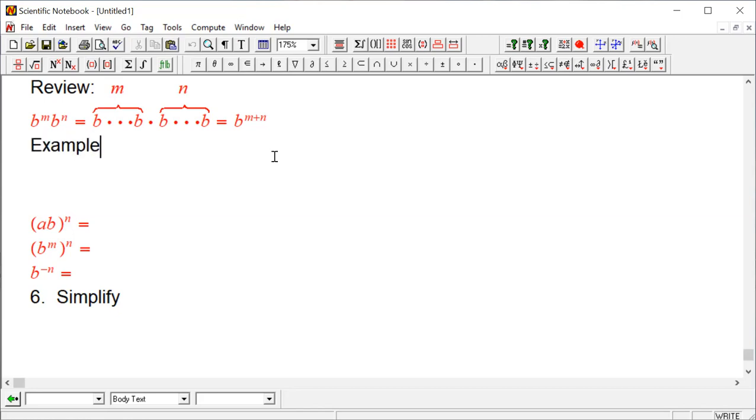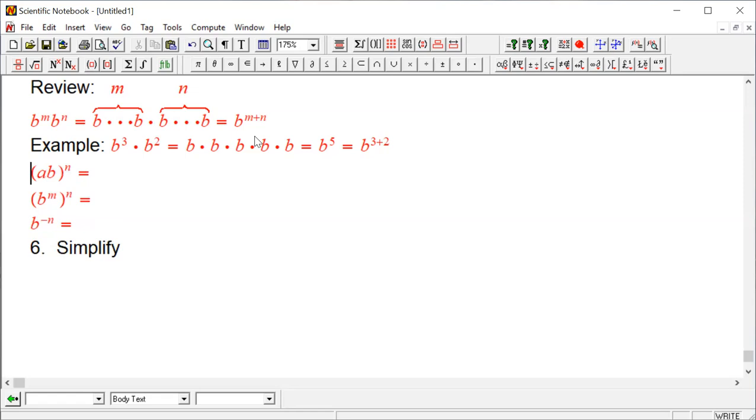Example, suppose I have b raised to the power of 3, multiplied by b raised to the power of 2. What does that mean? It's b times b times b, 3 times, and b times b, another 2 times. So that's going to be b to the power 5. And b to the power 5 is really just b to the power of 3 plus 2. So we add these two exponents. That's how you can figure it out.